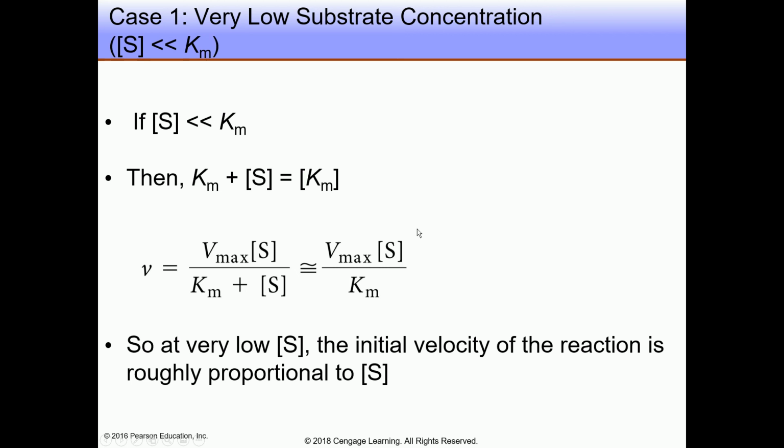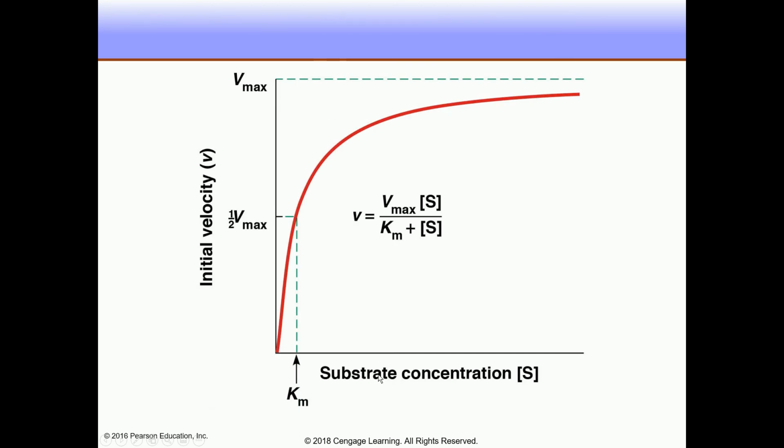So at a very, very low concentration of the substrate, the rate of reaction is directly proportional to the concentration of the substrate. So that is what is happening. At a very low S, the initial velocity is roughly proportional to S. So at this point, when the concentration of the substrate is very low, the rate of reaction is increasing. It's directly proportional to the substrate concentration.